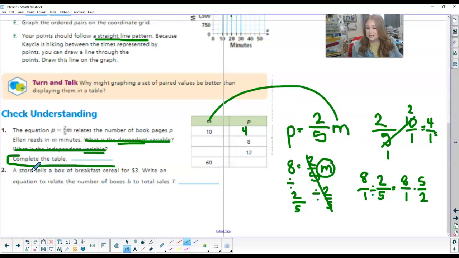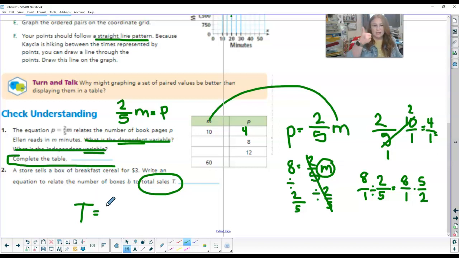And then number 2 says a store sells a box of cereal for $3. Write an equation to relate the number of boxes to the total sales. So T is our total. It's going to be by itself. I can put it at the end or the beginning, it doesn't matter. I could flip this problem around and say 2/5 M equals P, same equation.